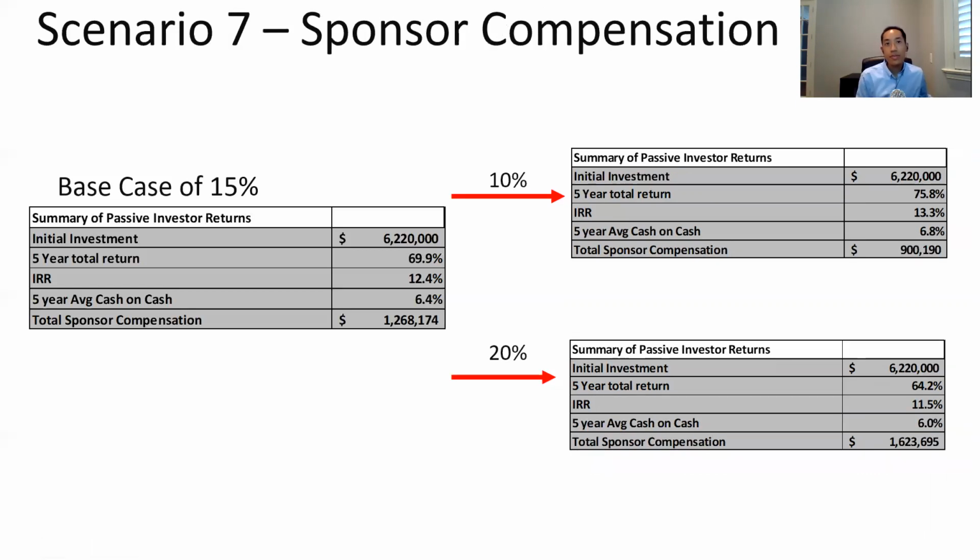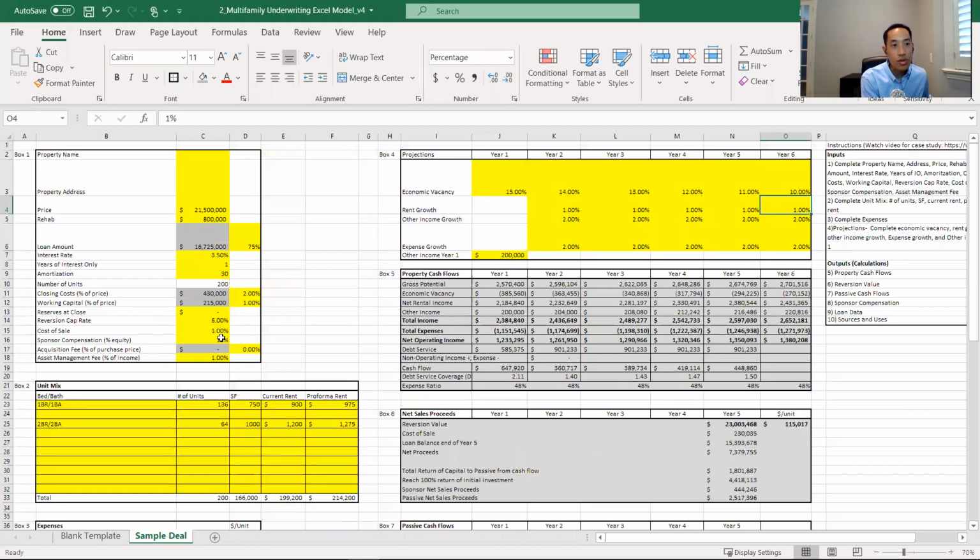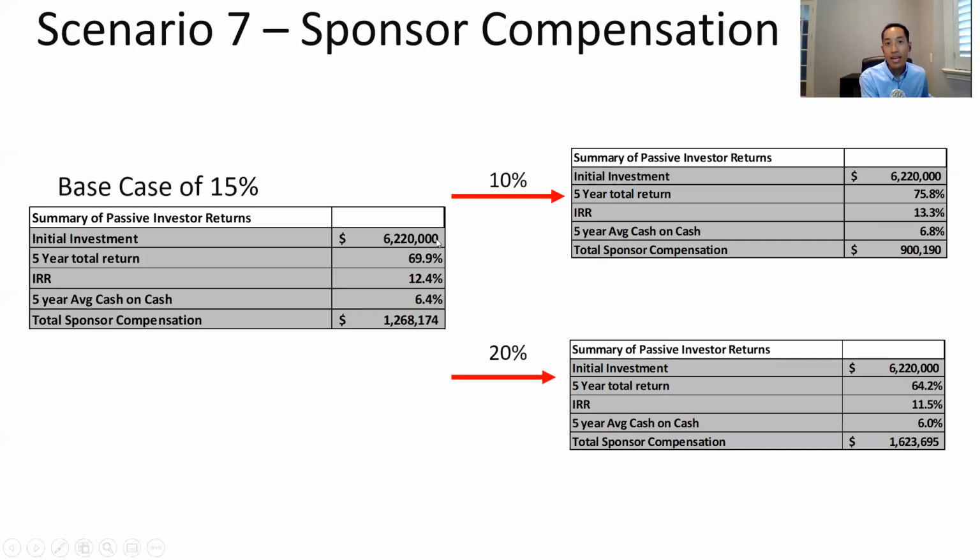All right, sponsor comp. So this is in box 1 up here, percentage of equity. Typically ranges anywhere from 10 to 20% in terms of equity override. And so base case, you're at 70%. But then if you go to 10%, you get to 75, 20%, you get to 64. So a lot of times, I want the sponsor compensated for doing all the work, for doing the deal. And I really want them to be hustling for the deal. And so I want to pay them as much as possible. And you can see here that, if a deal is really tight, they might lower their sponsorship comp, but in reality, it doesn't affect the deal as much as you would think.